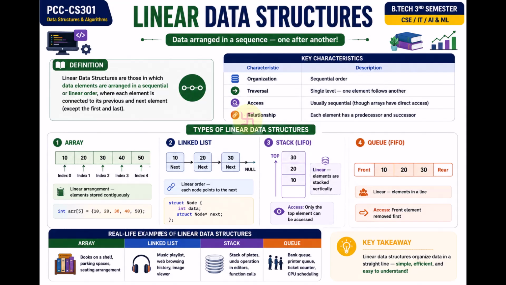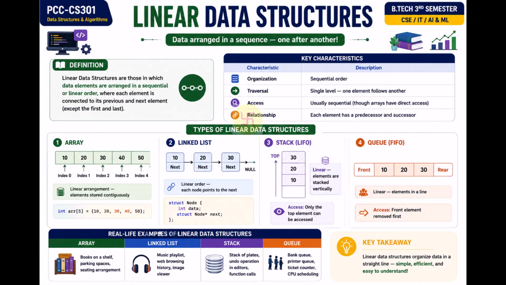Now, let's move to a second classification, linear data structures. In a linear structure, elements are arranged in a sequence one after another. Think about people standing in a queue. There is a clear order: first, second, third, and so on. Examples of linear data structures include arrays, linked lists, stacks, and queues.